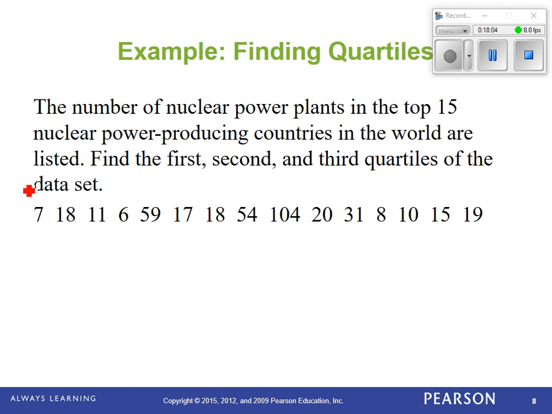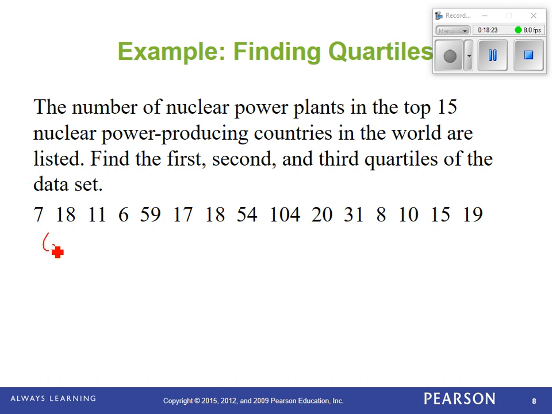The number of nuclear power plants in the top 15 nuclear power producing countries in the world are listed. Find the first, second, and third quartiles of the set of data. What's the first thing we're going to do with this list? You've got to put it in order. So let's go through it, and tell me the numbers and I'll write them down here.